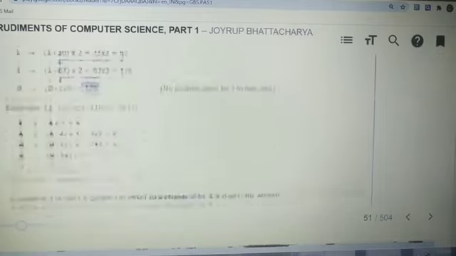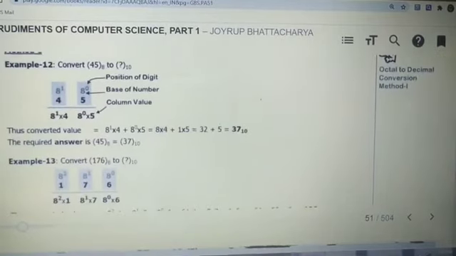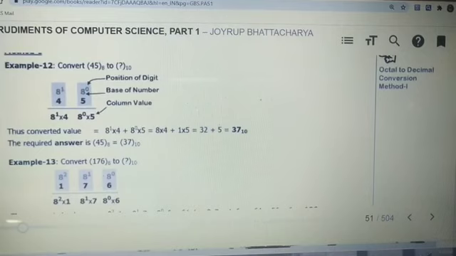Now we are doing conversion from octal to decimal number. Octal means base is 8. From base 2 to base 10 conversion we have already done, and in the same way we will do the conversion here. There we multiplied by base 2 and the positional value, but here the base is 8. So we will multiply each digit by 8 to the power of that digit's positional value.